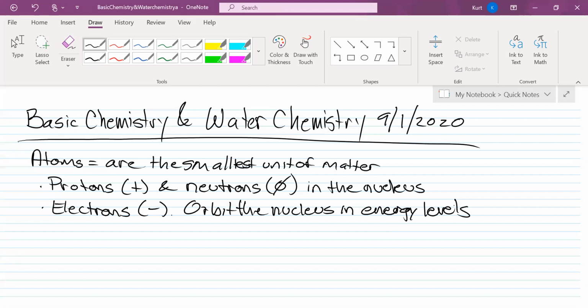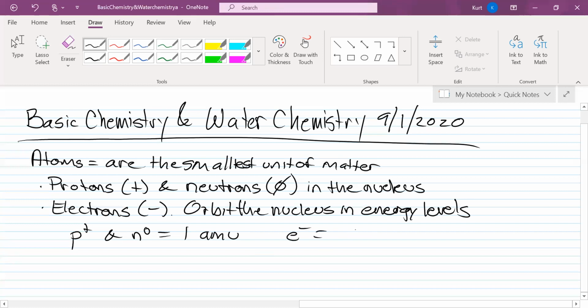Protons and neutrons are about the same size. They're weighed in atomic mass units. A proton and a neutron are about 1 atomic mass unit each, while an electron is about 0.0005 AMU. So they're very, very small, but they counterbalance the positively charged protons.